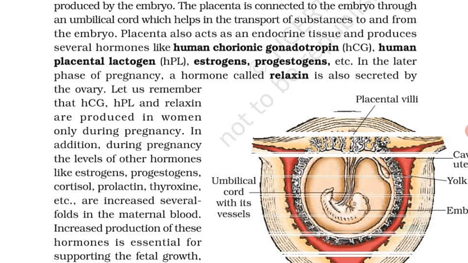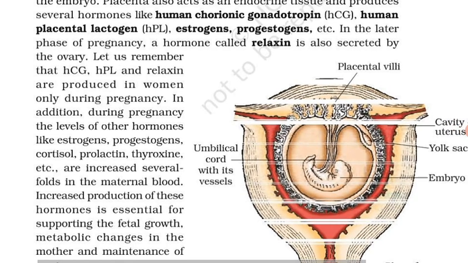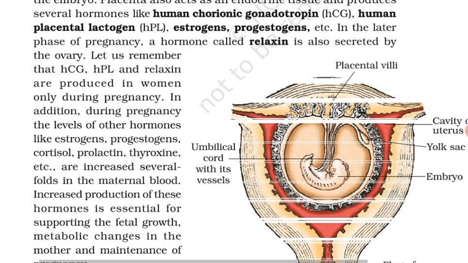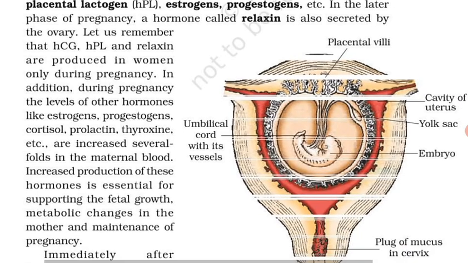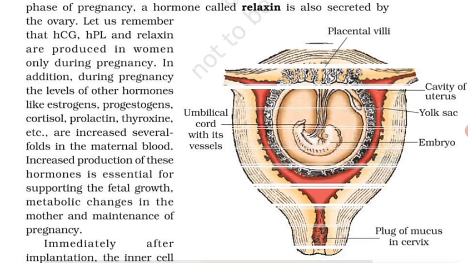Immediately after implantation, the inner cell mass, that is embryo, differentiates into an outer layer called ectoderm and an inner layer called endoderm. A mesoderm soon appears between the ectoderm and the endoderm. These 3 layers give rise to all the tissues, that is organs, in adults. It needs to be mentioned here that the inner cell mass contains certain cells called stem cells which have the potency to give rise to all the tissues and organs. In which is the potency?